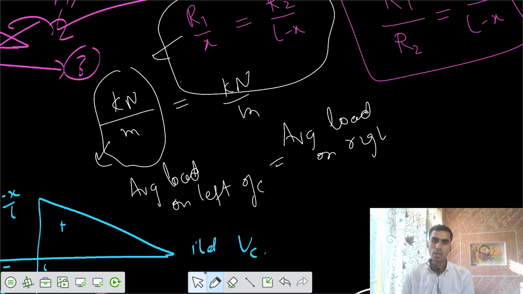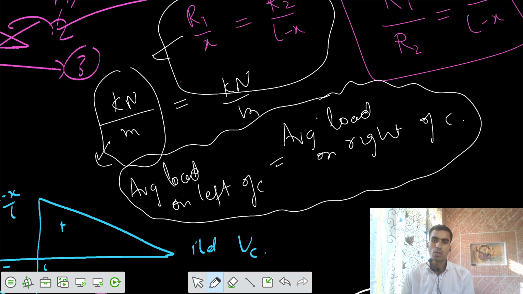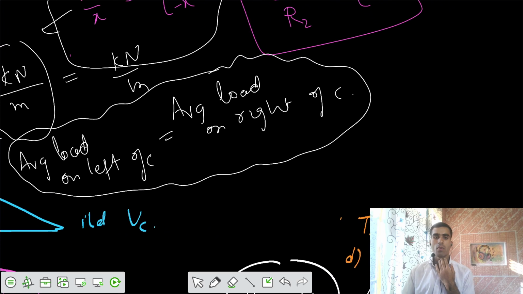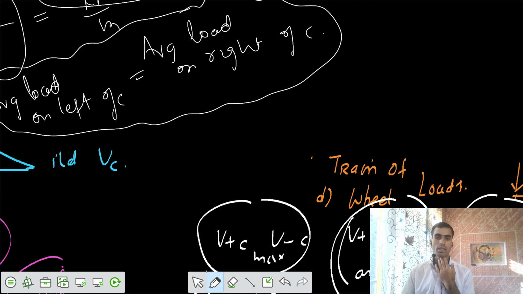right of C. So average load on left of C is equal to average load on right of C. But this thing seldom happens. If you have a different number of point loads, this is not happening every time. You take any problem, you would see that this thing that we derived is not going to happen each and every time, because your average load can be different. It's not necessary that it would be the same always.